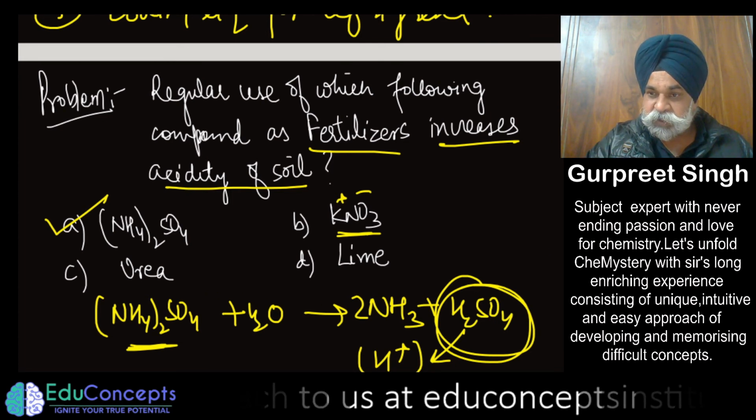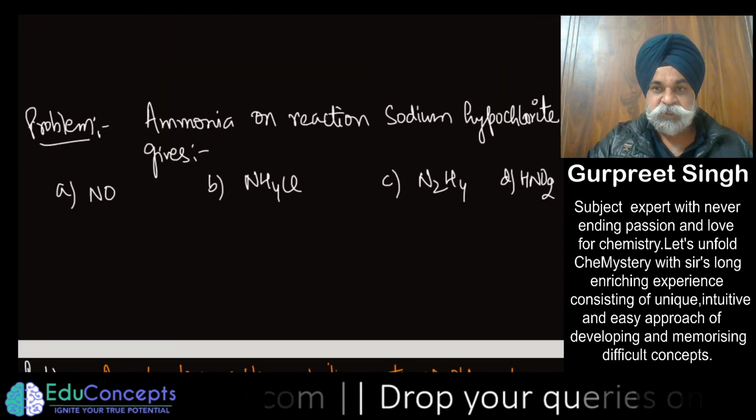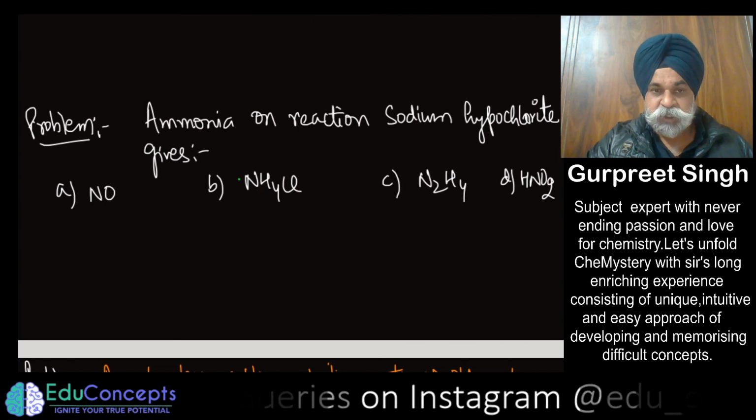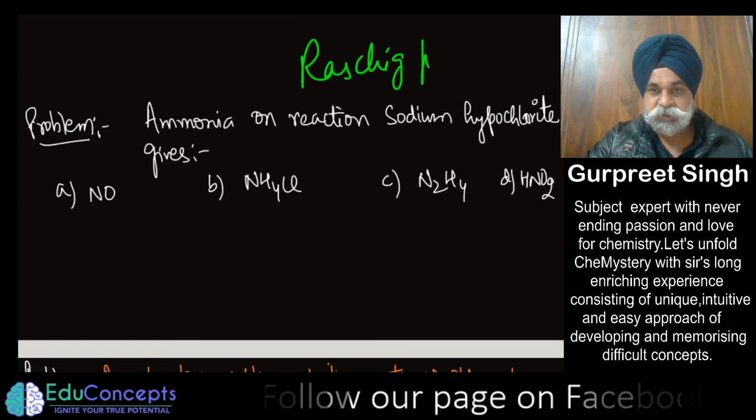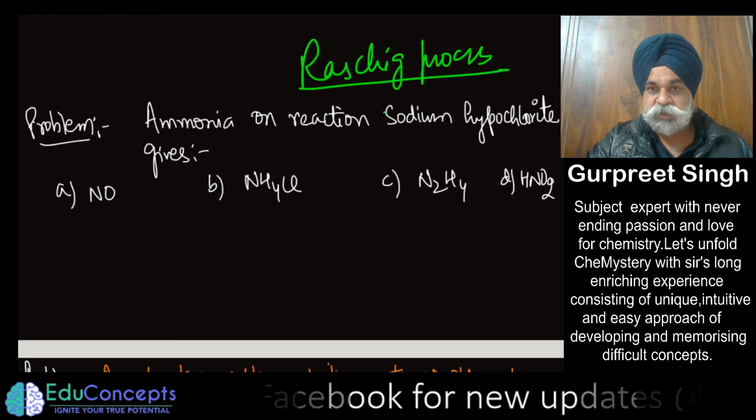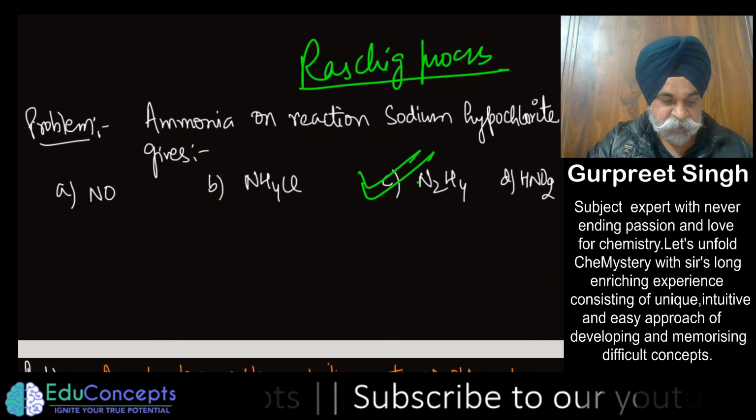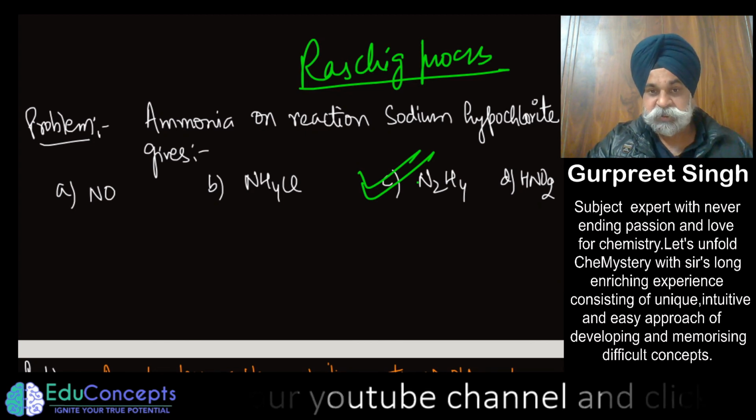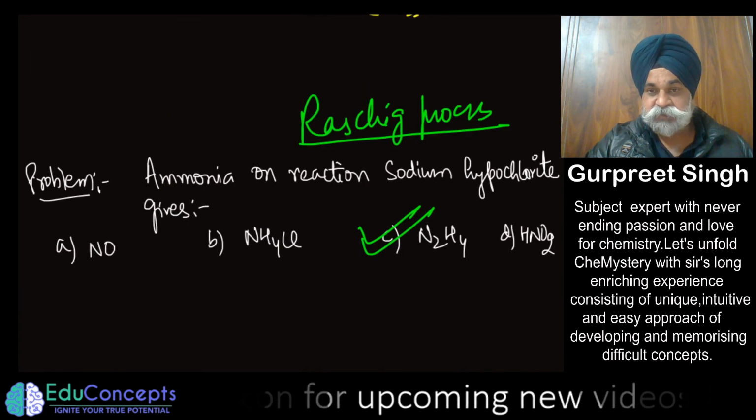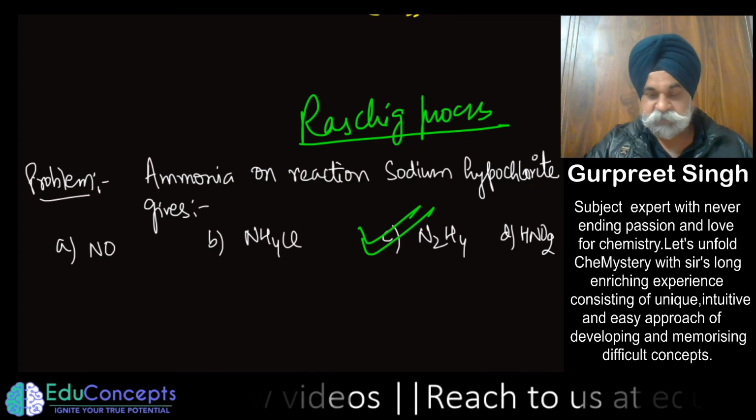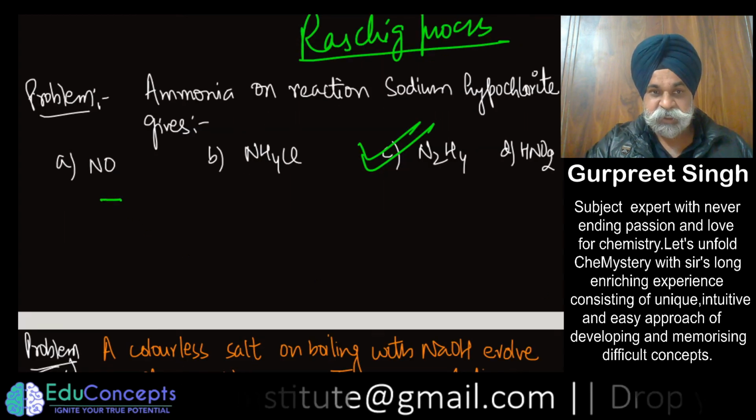Going forward, one more question: ammonia on reaction with sodium hypochlorite produces what? This we have just discussed is the Raschig process. In the Raschig process, ammonia on reaction with hypochlorite gives you hydrazine. We have already done this reaction a few minutes back. This is also quite an important one, since we have done this topic now you can recall it, but if it comes in the final paper, it would be a tough question to address.